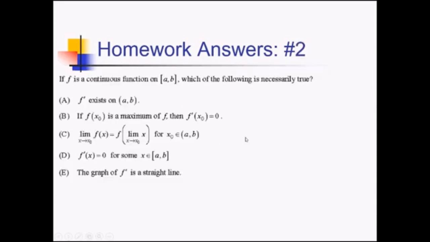On this problem, we're doing a little bit of theory. We want to know if f is a continuous function on a closed interval from a to b, which of the following is necessarily true. We'll just go through these and eliminate what we can. So option A, f prime exists on the open interval from a to b. Well, we don't know that for sure.